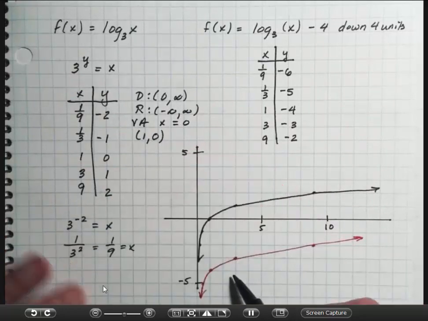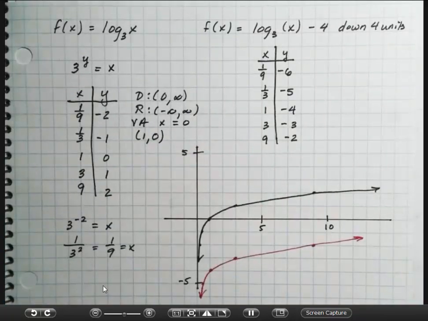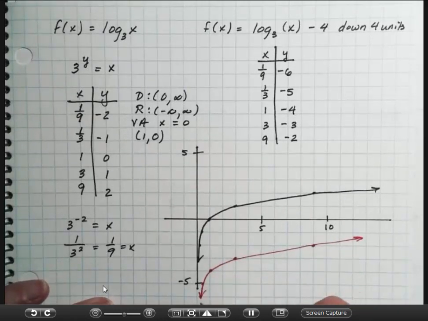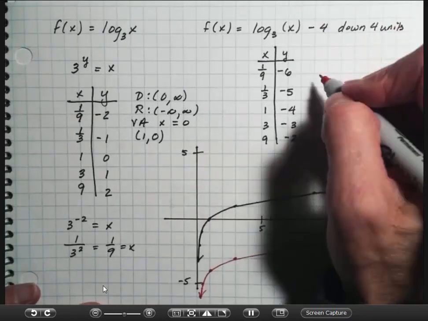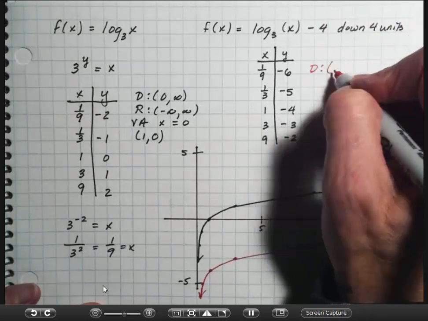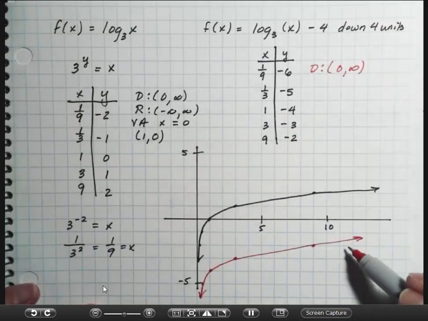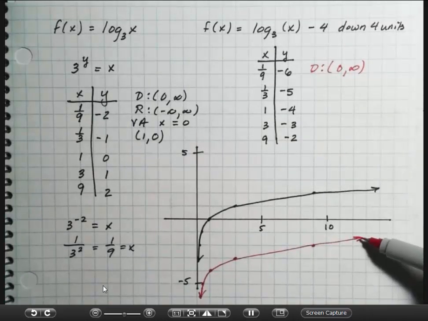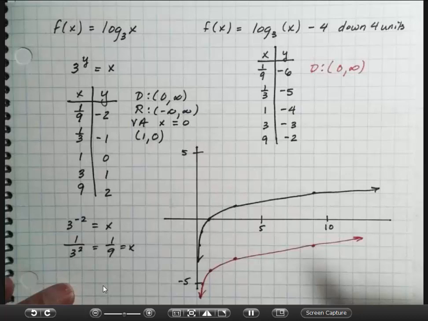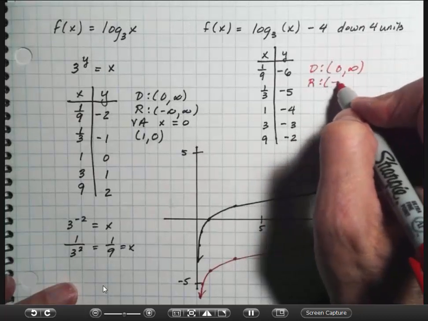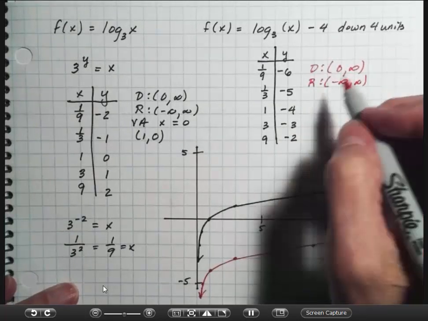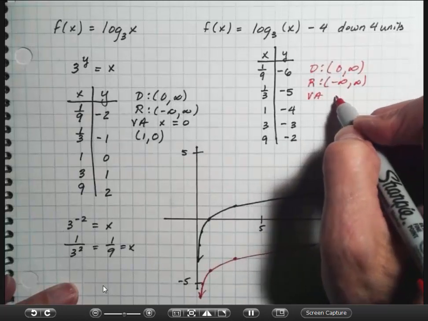My second graph, my domain is still going to be from 0 to infinity. It's still approaching the y-axis, just approaching it a little bit lower. My domain is going to be the same. It's just going to be shifted down. Eventually, though, my graph will cross the x-axis and we will continue on up into infinity. So my range is still -infinity to infinity. My vertical asymptote is still the same, x equals 0.